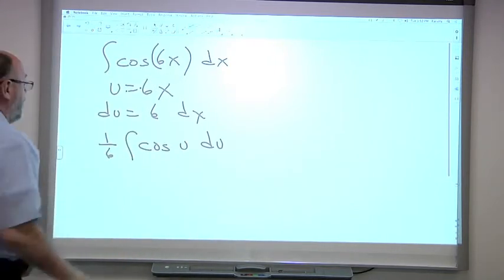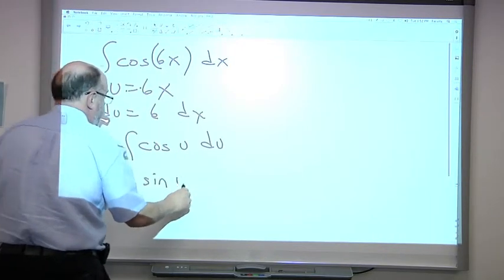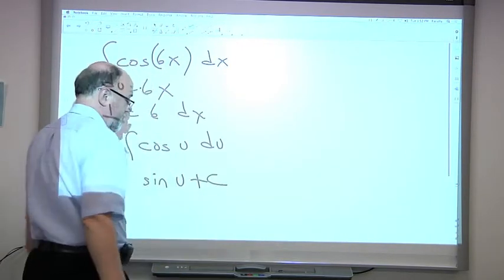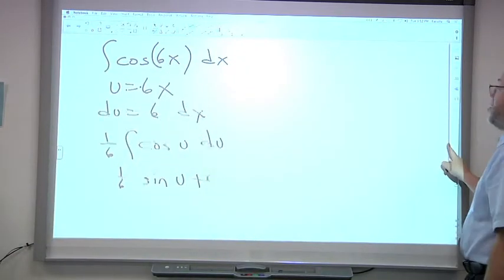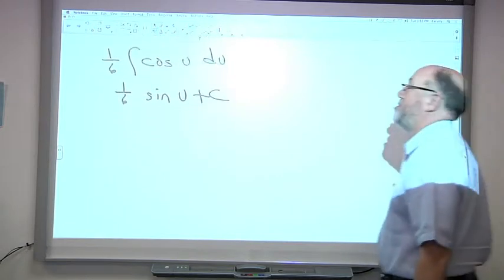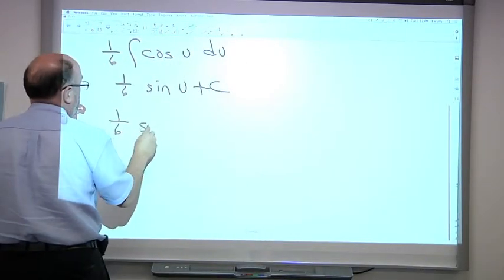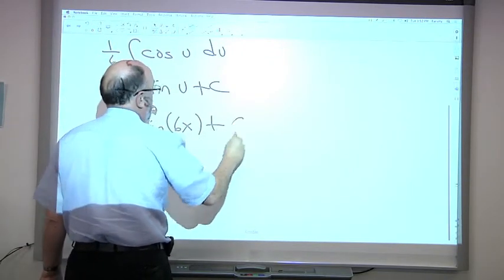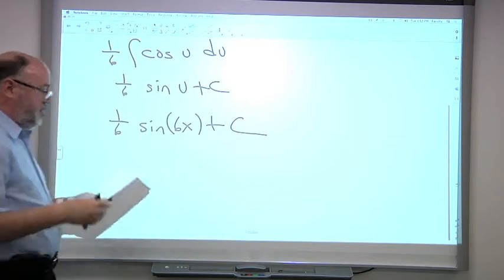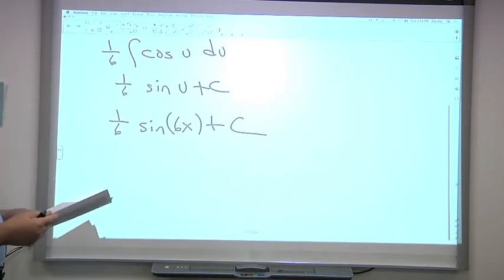So when we do that, we're going to end up with 1/6 sine u plus c. And then the last step is to go ahead and make the substitution. So we end up with 1/6 the sine of 6x plus c. So we have that in terms of the trig, right?